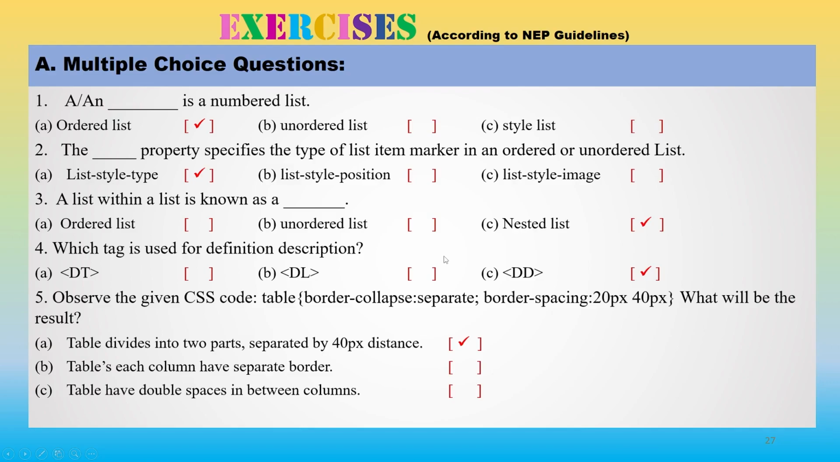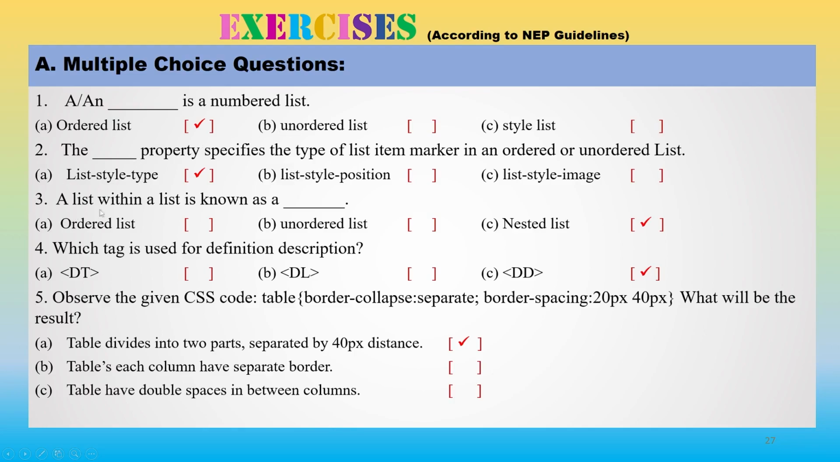So the first question, dash list is a numbered list. Numbered list means ordered list. The dash property specifies the type of list item marker in ordered or unordered list. So the answer will be list style type. The list style attributes are all related to both ordered and unordered. We can use them with both types of list.